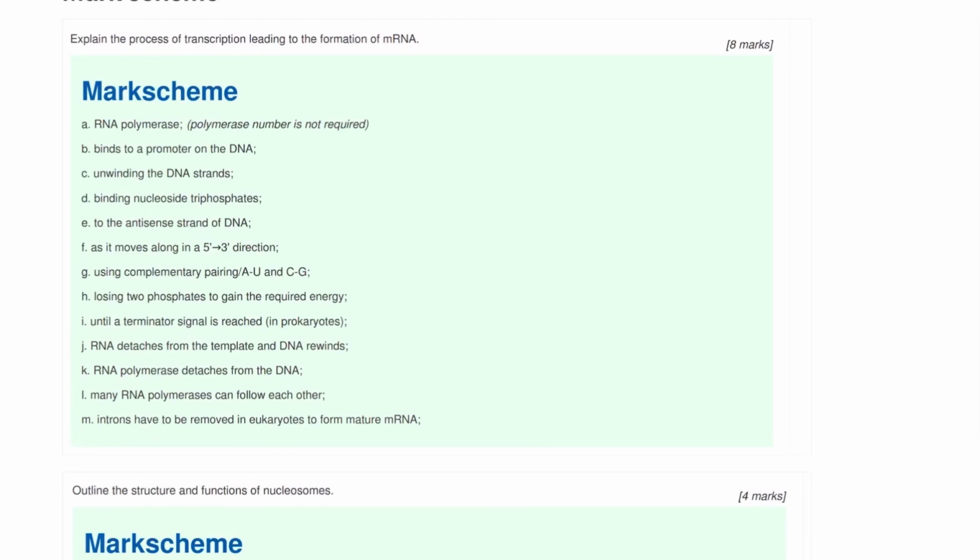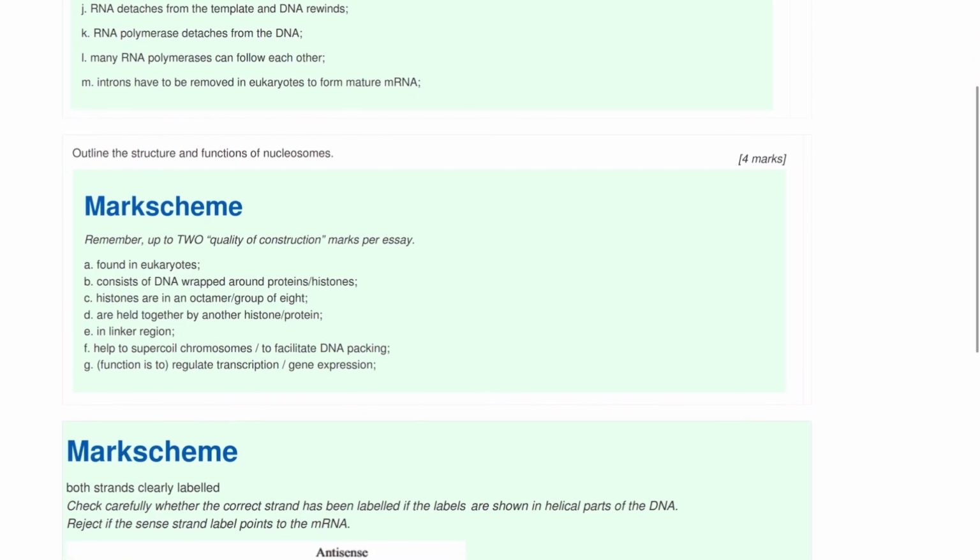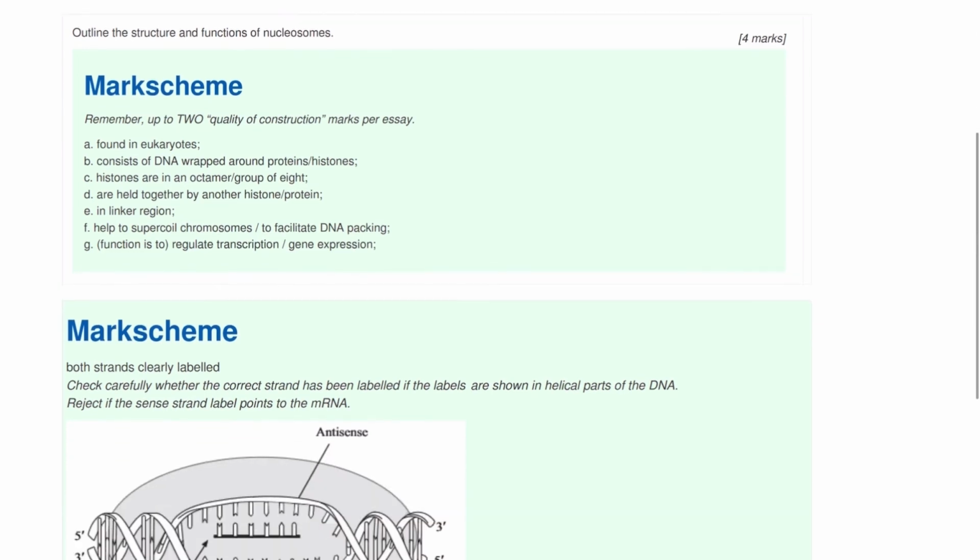Okay, so this is the mark scheme. It says nucleoside triphosphates, which is just another way to say the free nucleotides, because when they're free, they have 3 phosphates, but when they bind together to form the mRNA strand, they lose 2 of those phosphates. They say histones are a group of 8 because the histone protein is actually a group of 8 proteins that are stacked on top of each other.